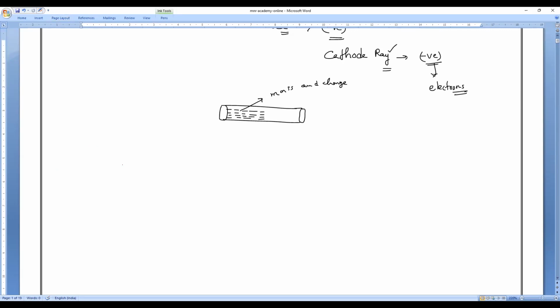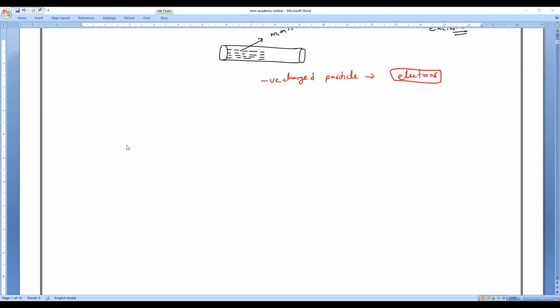And the third point which was made: all atoms consist of these negatively charged particles. Negatively charged particles are present in every atom. What do we call them, everyone? The negatively charged particles are called electrons. So these are the three conclusions made by Mr. J.J. Thomson after his cathode ray experiment. So I hope you all understand.